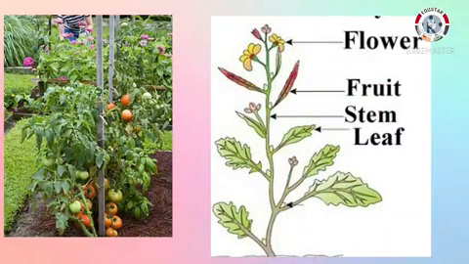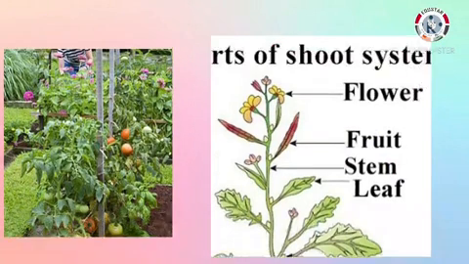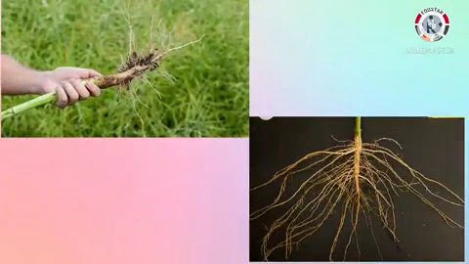Now observe a plant in a garden. The part of the plant that you see above the ground is called the shoot. It bears leaves, flowers, buds, fruits and branches. If you carefully uproot a small plant, you will observe the part of the plant growing below the ground. This is the root. Let us discuss the various parts of a plant and their functions in detail.